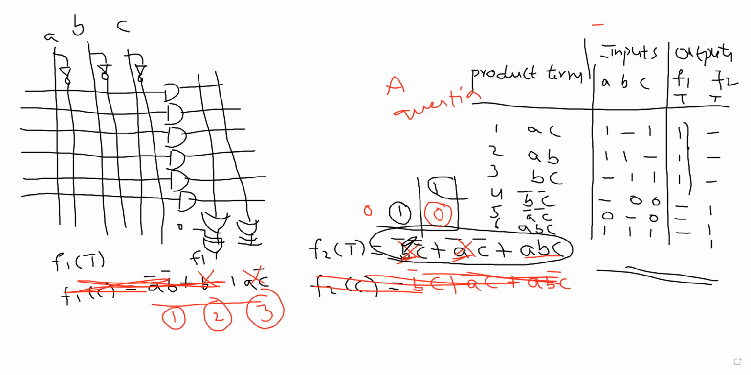Why? Because there is no complement form, directly we have true form. This is F2 and this should also be connected to 0. The first three are connected to F1, and the next 3 are connected to F2. What is the first product term? A and C. The second is A and B. The third is B and C. The fourth is B bar C bar. The fifth is A bar C bar. The last one is ABC.